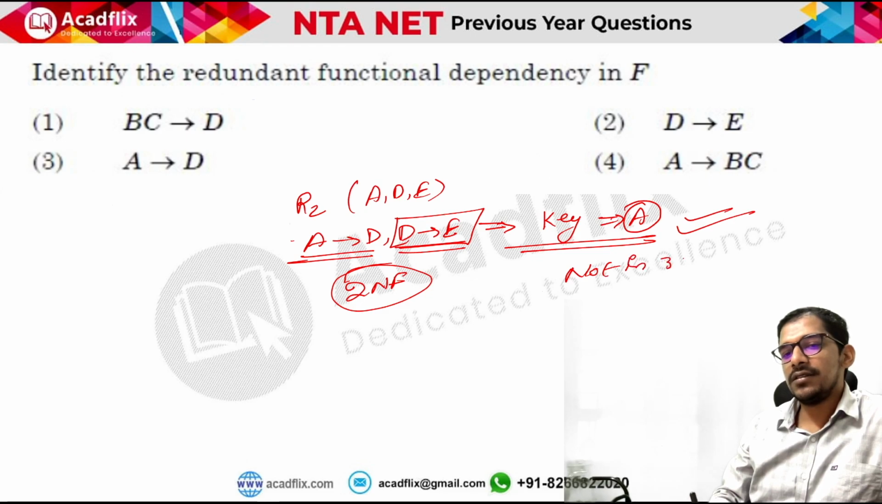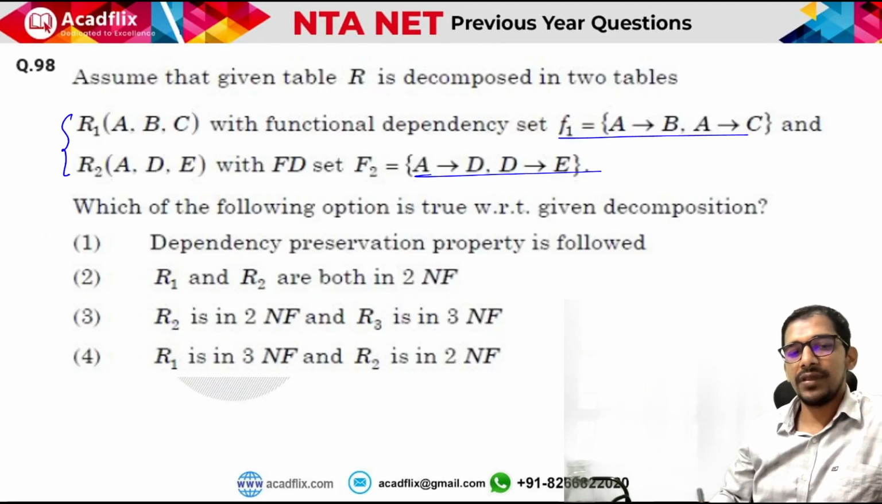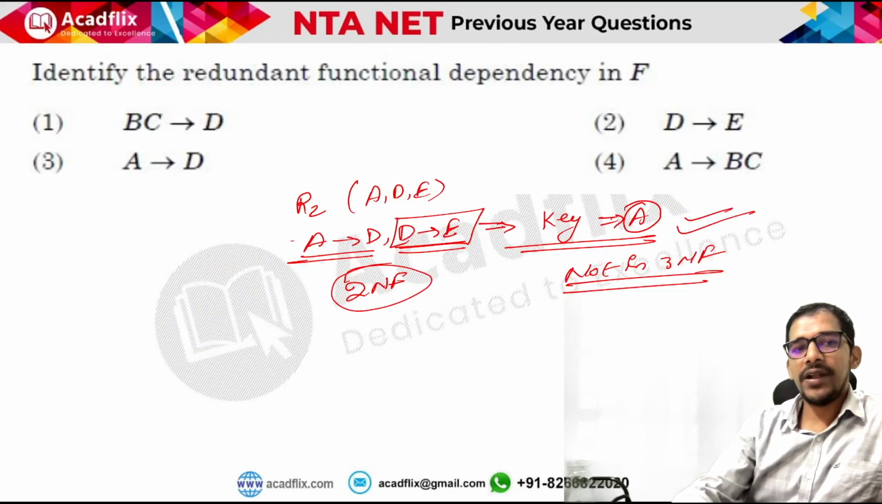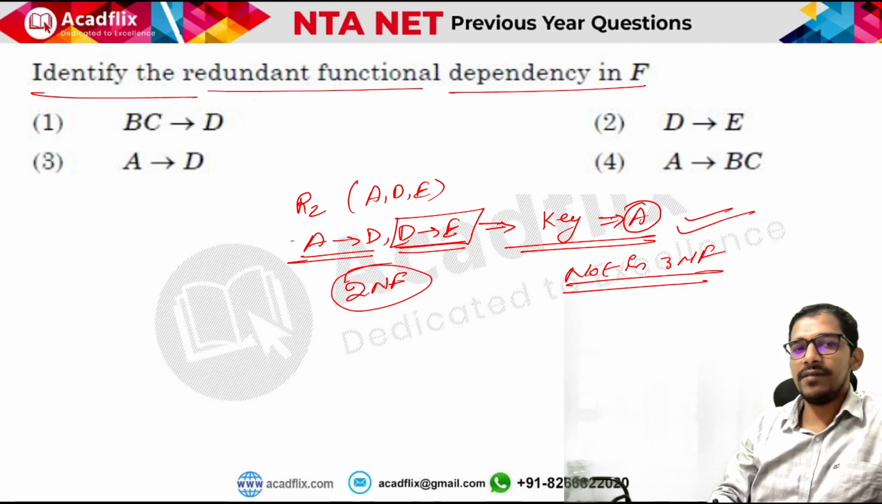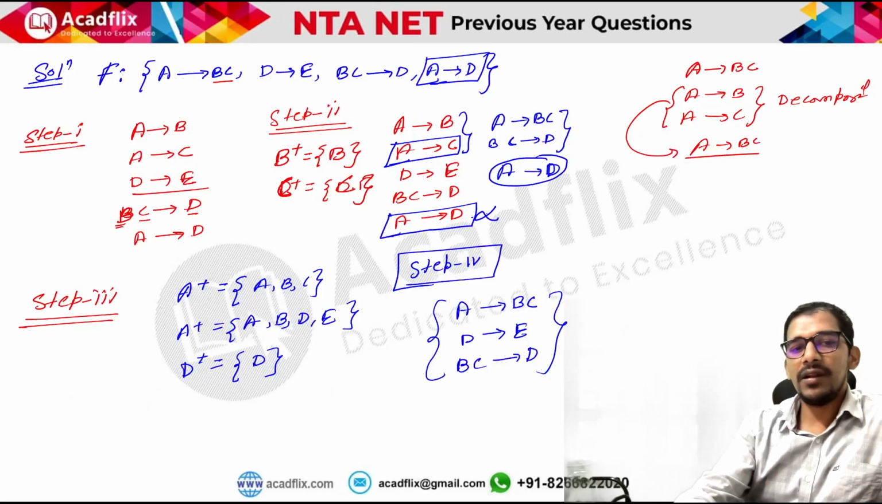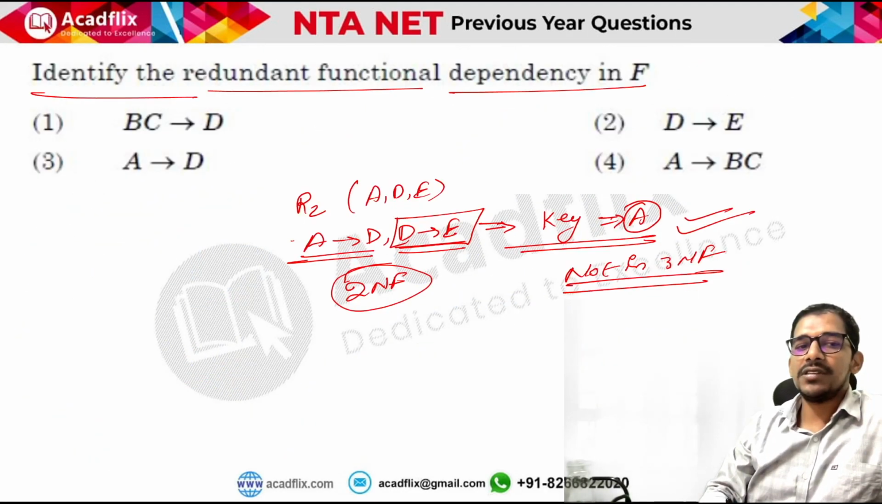So the answer is: the relation R1 is in 3NF and R2 is in 2NF. So option 4 is the right answer for this question. Now question number 99 says: identify the redundant functional dependency, which we have already found when we checked for minimal cover. In the minimal cover we removed A tends to D, that is the redundant functional dependency, so option 3 is the right answer.